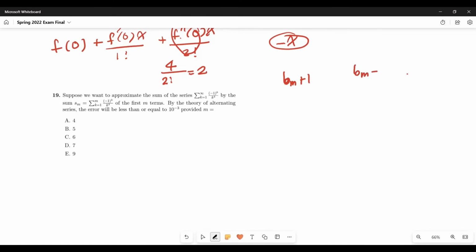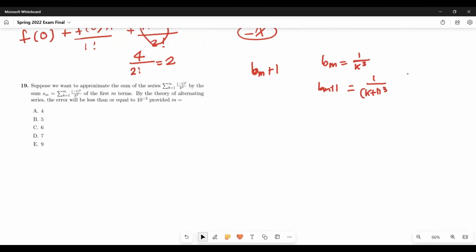So Bm will be just 1 over k cubed, and B(m+1) would be 1 over (k+1) cubed, which has to be less than or equal to 10 to the -3. Yeah, my laptop is overheating, which is why it's getting slower and slower. So 10 to the -3, you can write as 1 over 10 cubed, so 1 over (k+1) cubed is less than or equal to 1 over 10 to the 3 power.